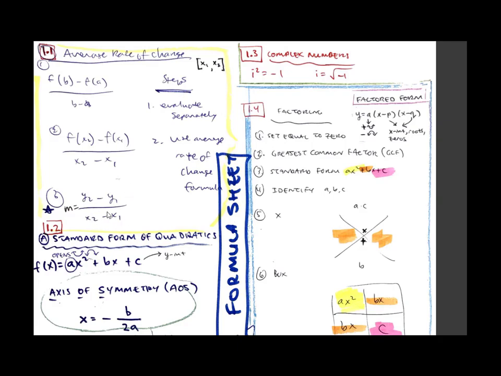So how do you get the y values? Well, you evaluate it separately. Put x1 into the function, you get an answer that's called y1. Then same thing, put x2 into the function, you get a y2 value, and then use the average rate of change formula.